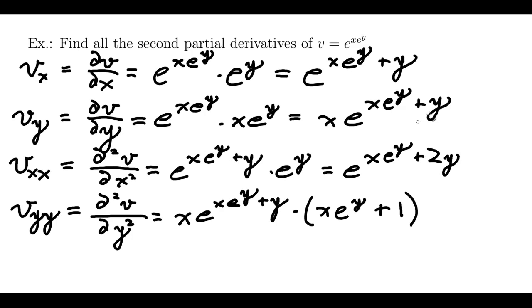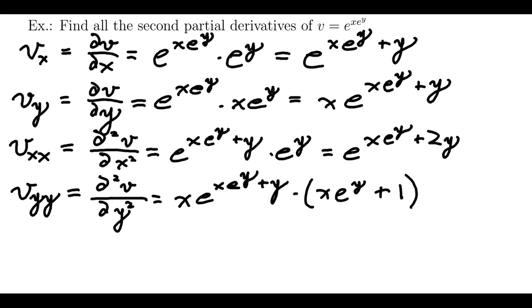Now, those are the pure partials. We can also take the mixed partials. So let's look at v sub xy. This means that we take v sub x, the partial with respect to x, and then take the derivative of that with respect to y. That can be written as the second partial of v. We're taking the partial with respect to y of the partial with respect to x.